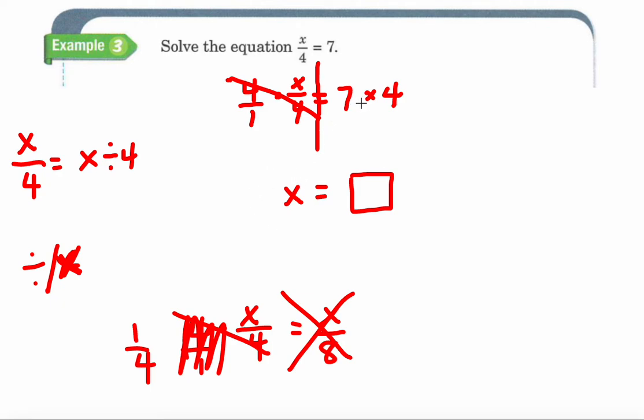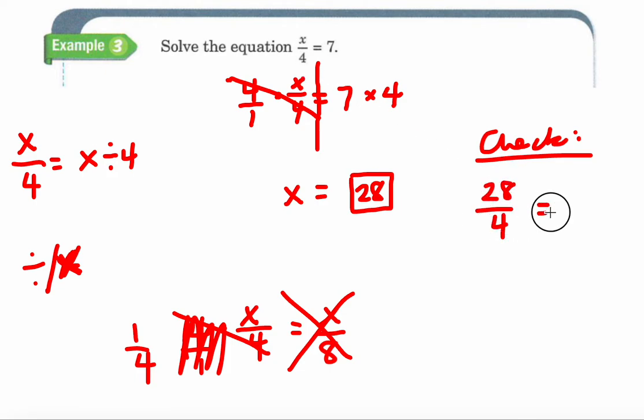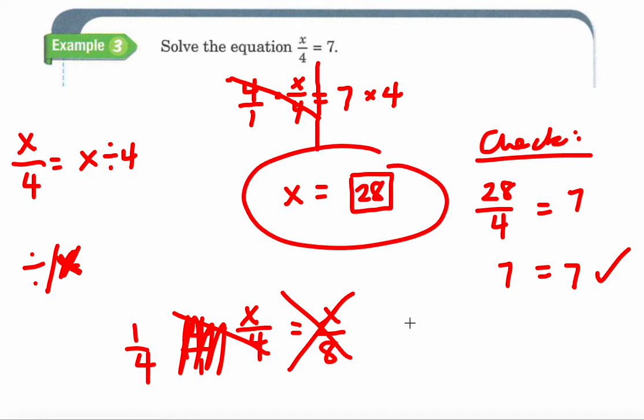We want that. And then on the right-hand side, we have 7 times 4, which is 28. I want to check this answer because, especially if I know people normally get this type of problem wrong. So instead of x divided by 4, I have 28 divided by 4 equals 7. 28 divided by 4 is 7. 7 equals 7. That is a true statement. So then I know that x is indeed equal to 28.